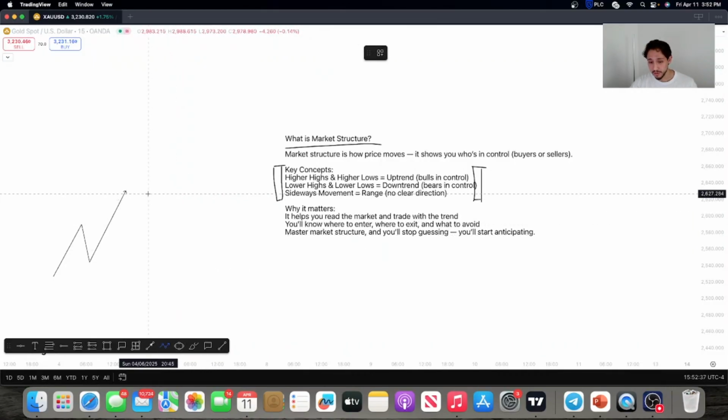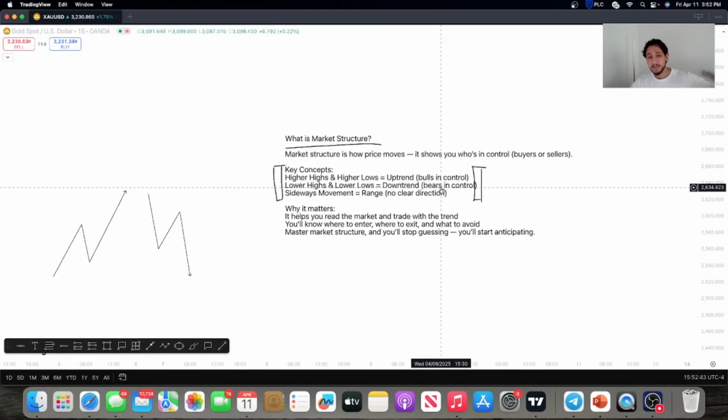The next one is a lower high and a lower low. How does it look? Something like this: we have a high, a lower high, and a lower low. The keyword is downtrend, meaning price is heading towards the downside and the bears are in control. What is the keyword for bears? Selling. So whenever price is heading downside with lower lows and lower highs, we're only looking for selling positions. With higher highs and higher lows, we're only looking for buying positions.